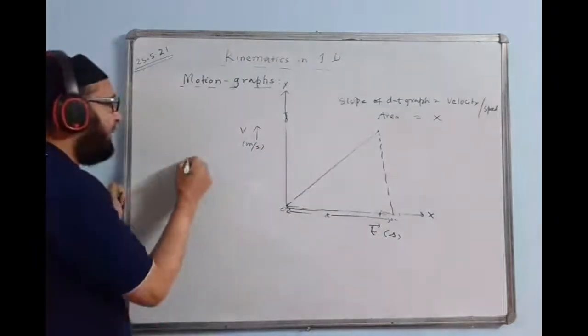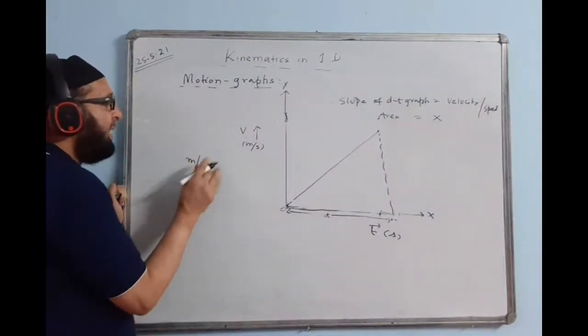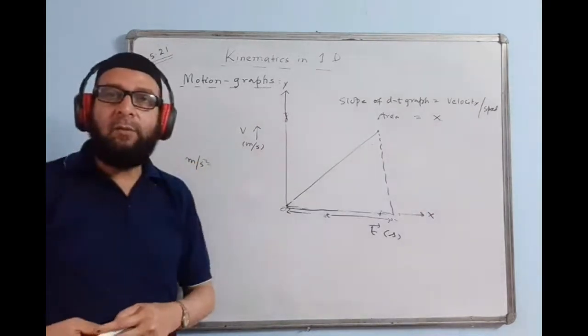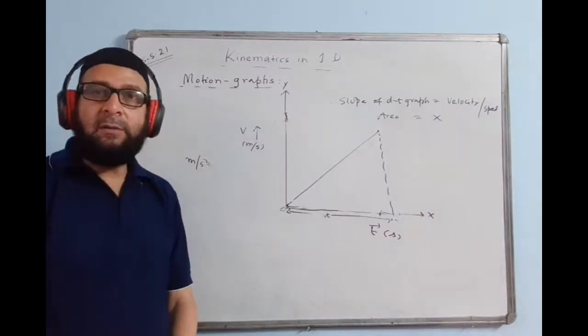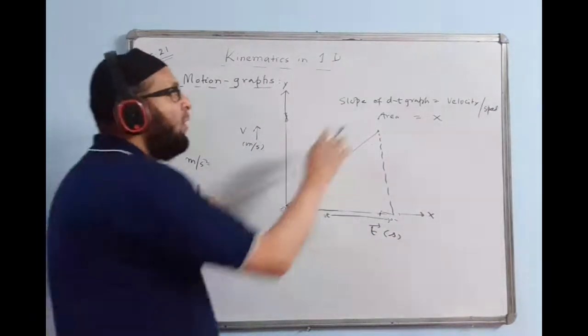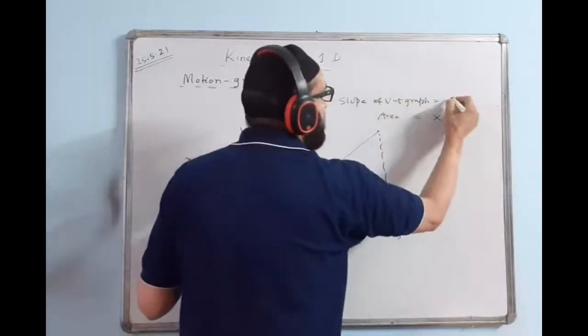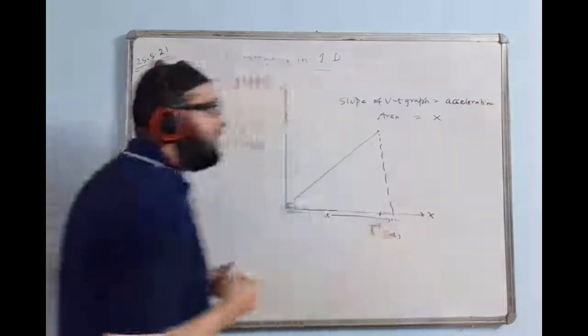It is meter per second divided further by second. Second becomes second square. Meter per second square, what do we measure in it? Acceleration. That means the slope of the vt graph will determine acceleration. It will give the value of acceleration.